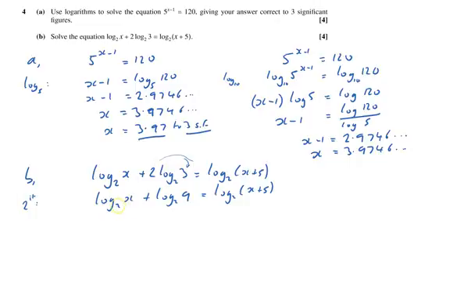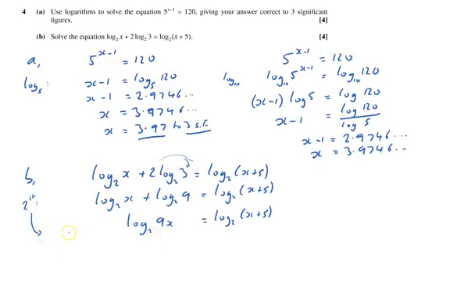And now we've got a log of a number plus log of another, and so that is the same as the log of the product. So x times 9, or 9x, equals log to base 2 of x plus 5. And now we can 2 it. And 2 it, well, it's the inverse operation of this.